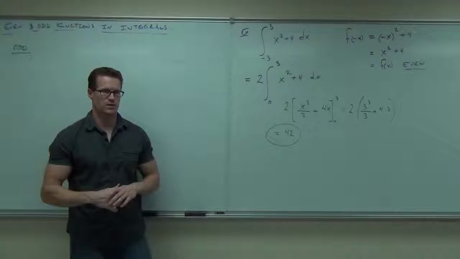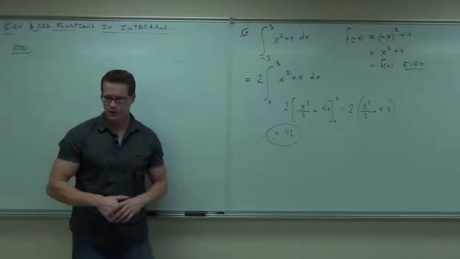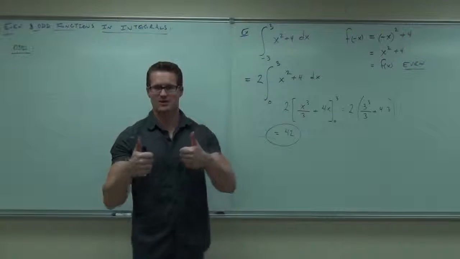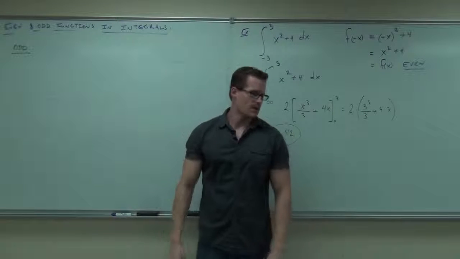3 cubed over 3 is 3 squared. 3 squared is 9. 9 plus 12 is 21. 21 times 2 is 42. So, cool deal. Did you get 42 as well? Awesome. So, it makes it a little bit easier since we're plugging in 0.